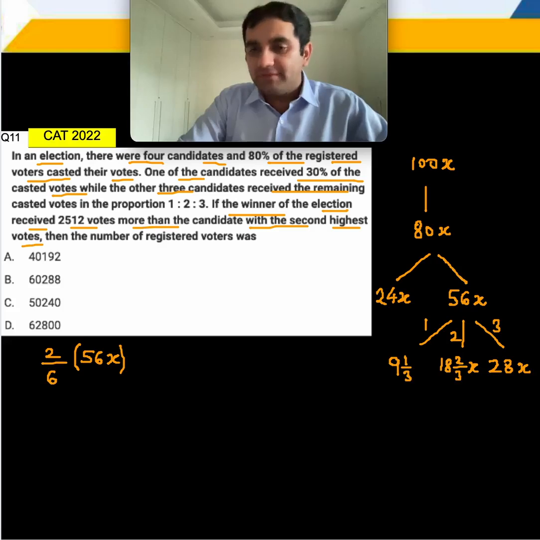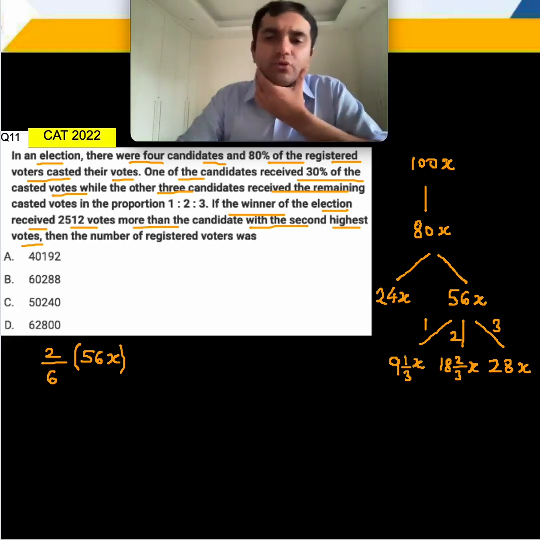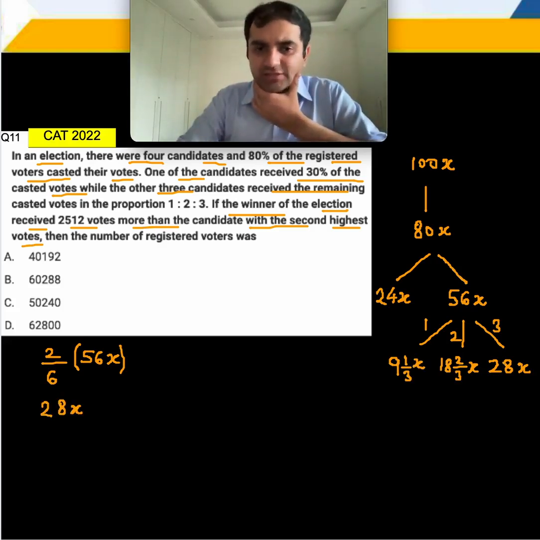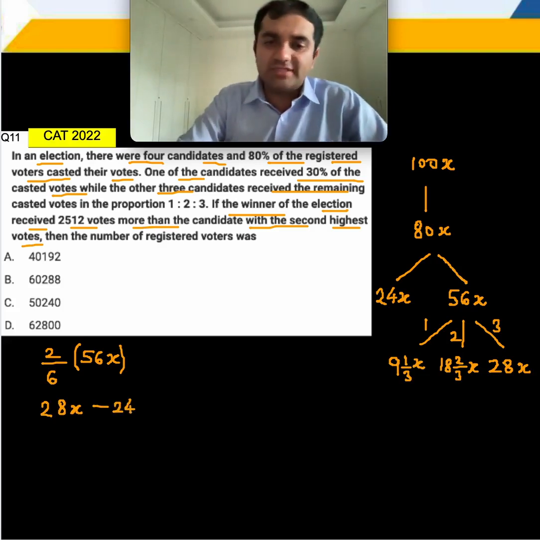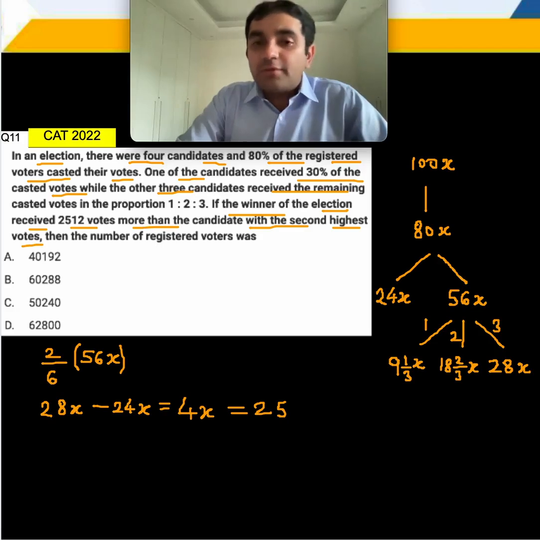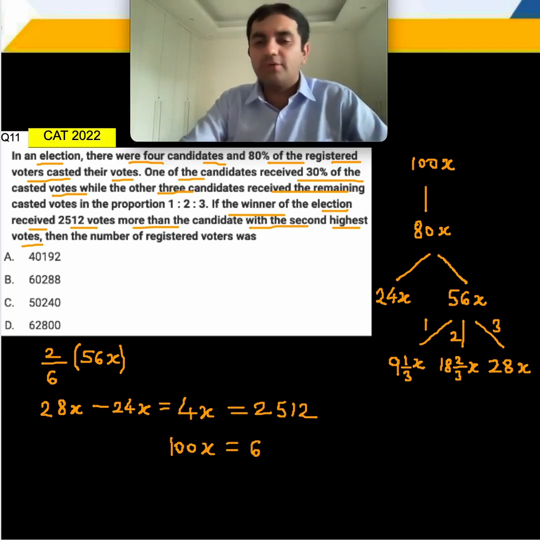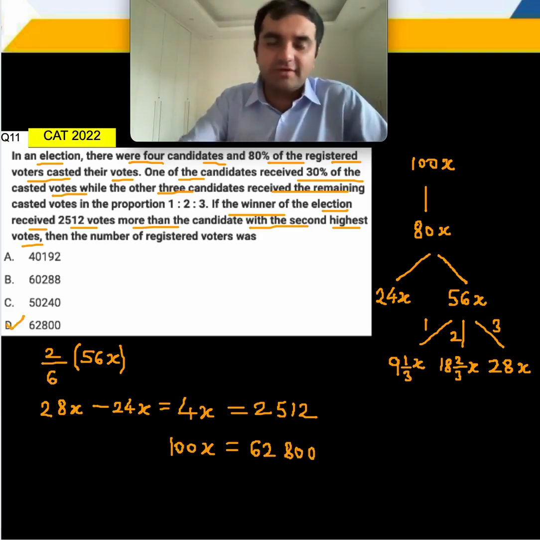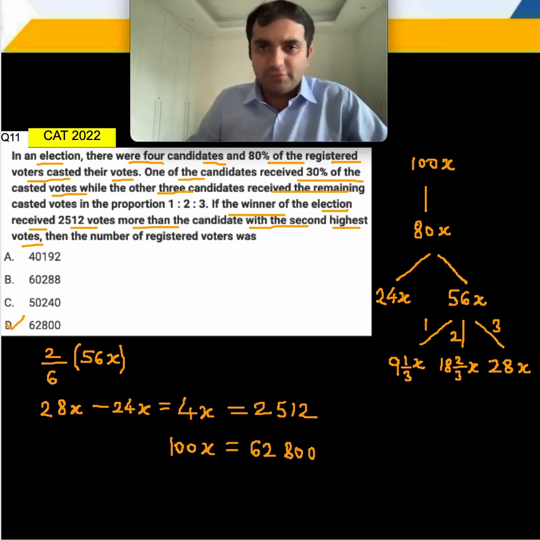बाकी बचा 9 1/3 x. So now I can see who got highest, that's 28x. Who got second highest, that's 24x. The difference is 4x, which is 2512. Find the number of registered voters. 100x चाहिए, 25 से multiply करेंगे on both sides. You get 62,800. D part is the right answer for question 11.